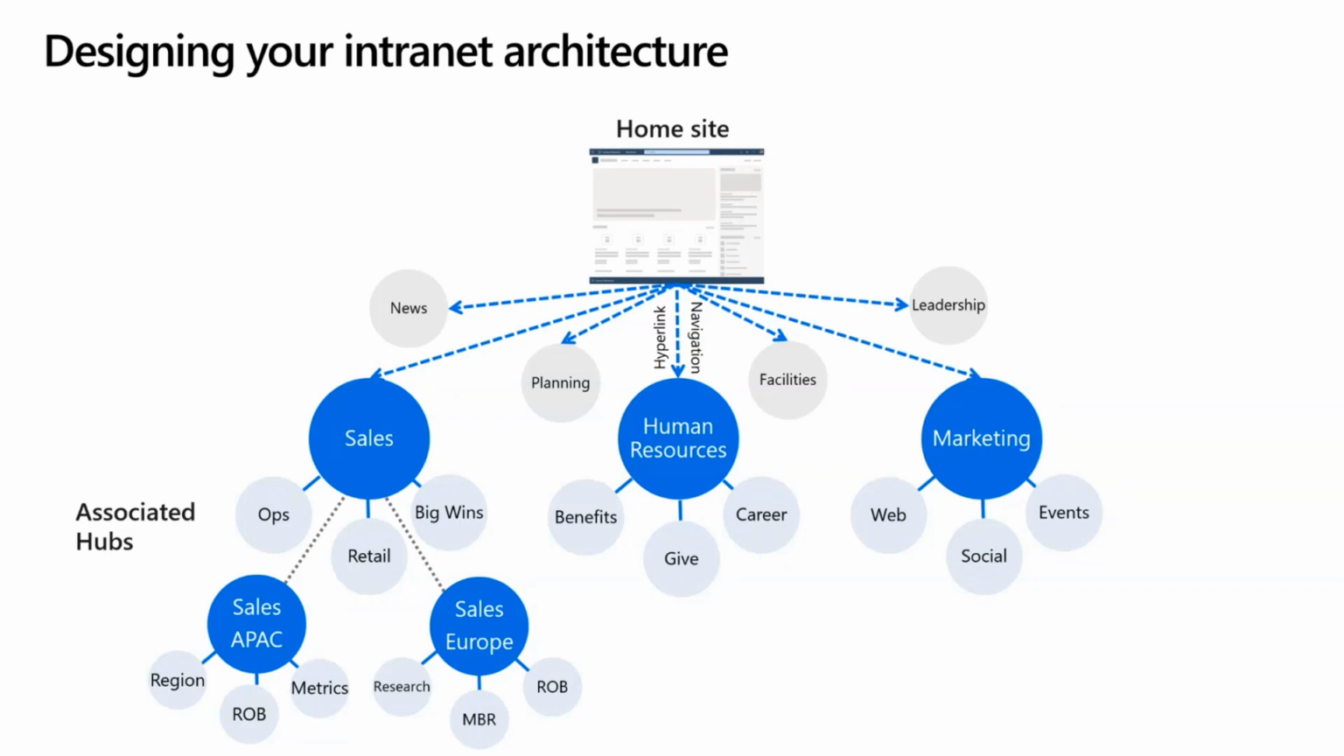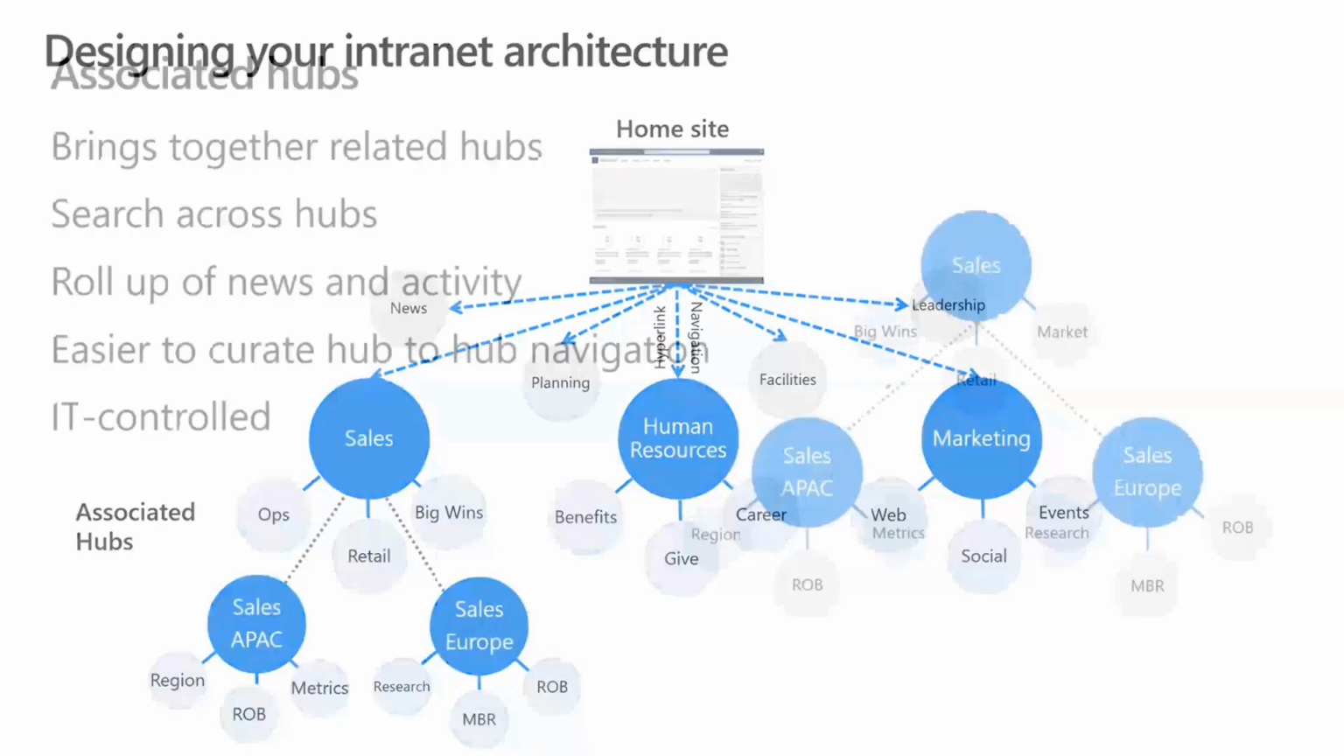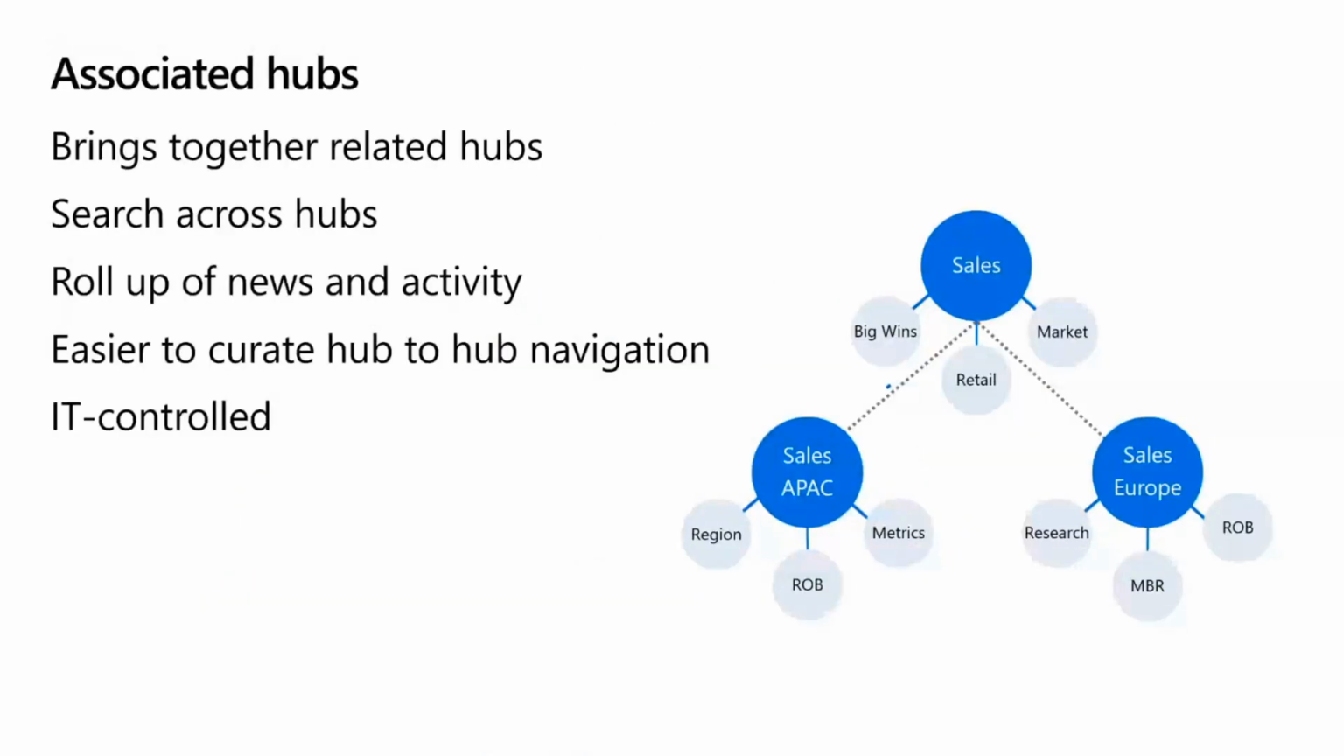And so what we're allowing you to do is to now establish a connection between these, so it looks more like what you're seeing here. So I do want to be clear about what this means. Similar to how you associate a site to a hub, you'll be able to associate a hub to another hub to bring together related hubs. And once you do that, you'll be able to search across hubs. So in the example I've been calling out, when you perform a search in sales, it'll include results from sales APAC and sales Europe, but not only those hub sites, but their actual hubs themselves. So that means things from their associated sites as well.